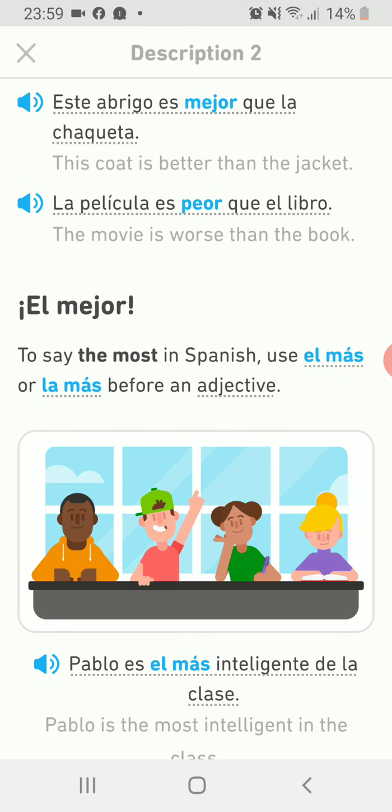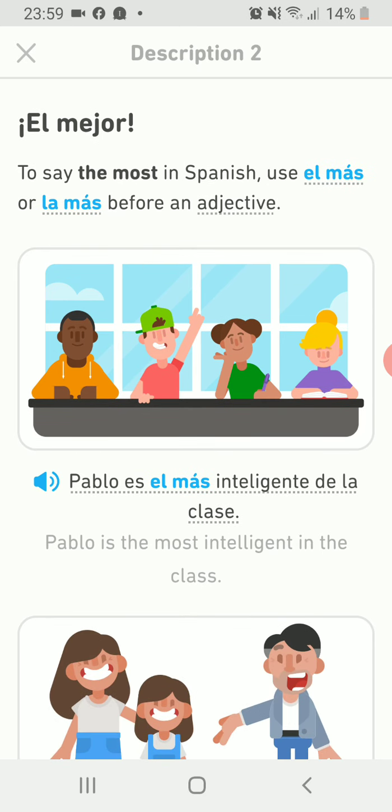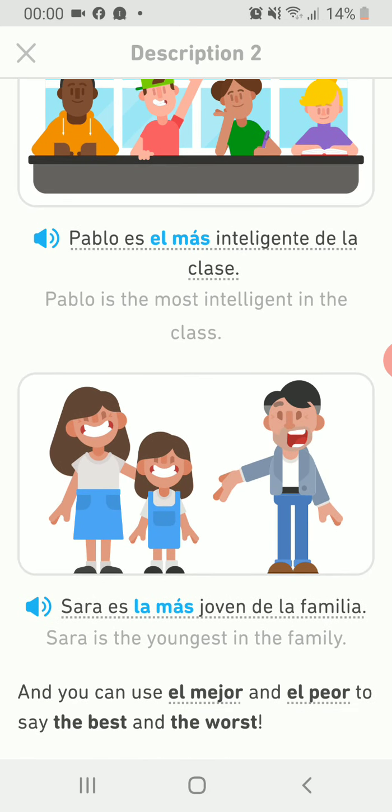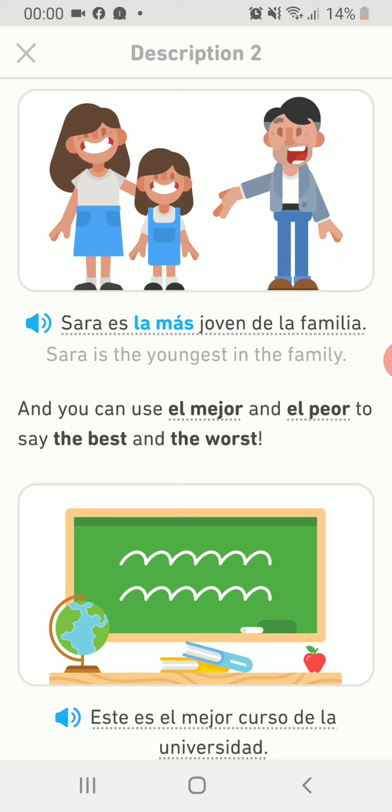El mejor, to say the most in Spanish, use el más or la más before the adjective. Pablo es el más inteligente de la clase. Pablo is the most intelligent in the class. And Sara es la más joven de la familia. Sarah is the youngest in the family. As you can see here also, youngest is superlative. That's what we say, superlative, the most or the youngest, tallest, and so on.